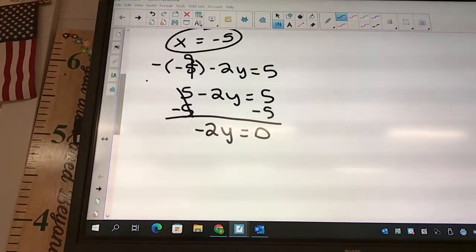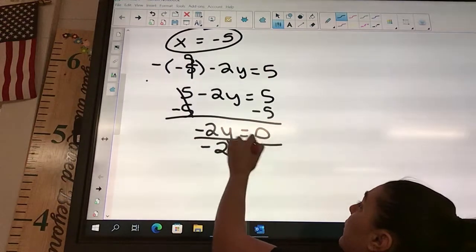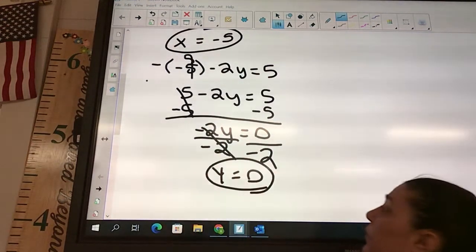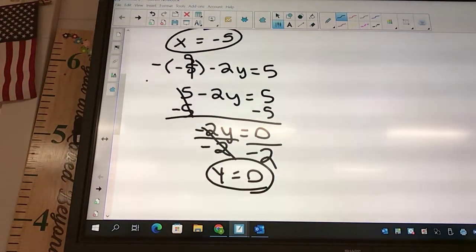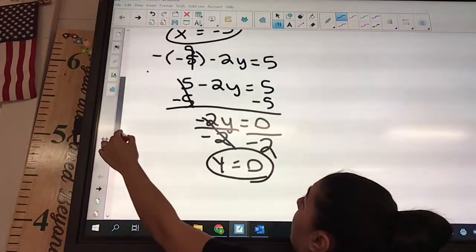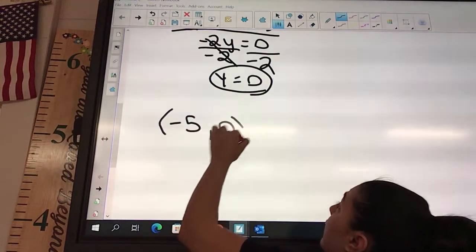And then what do we do? Divide by negative 2, and we're going to get y equals 0. Are we finished? No, why not? We've got to make it a coordinate. Which number should come first? The negative 5, so it should be negative 5, comma, 0.